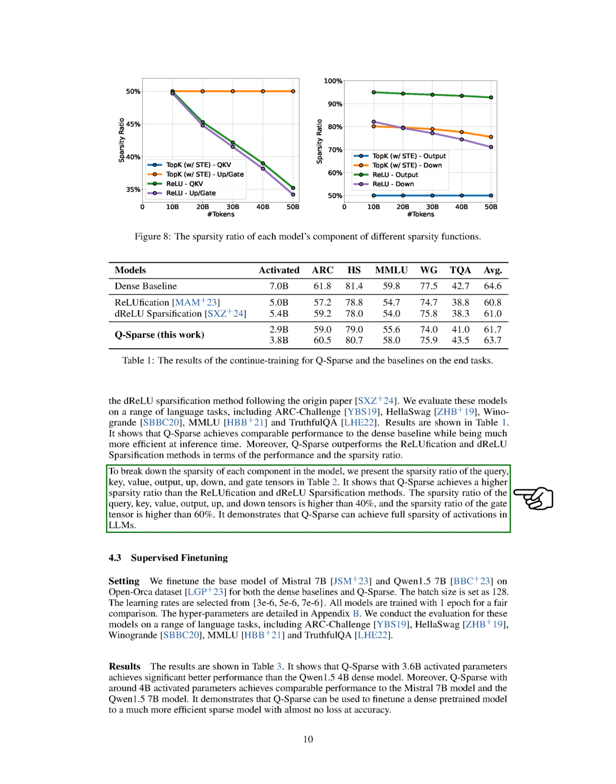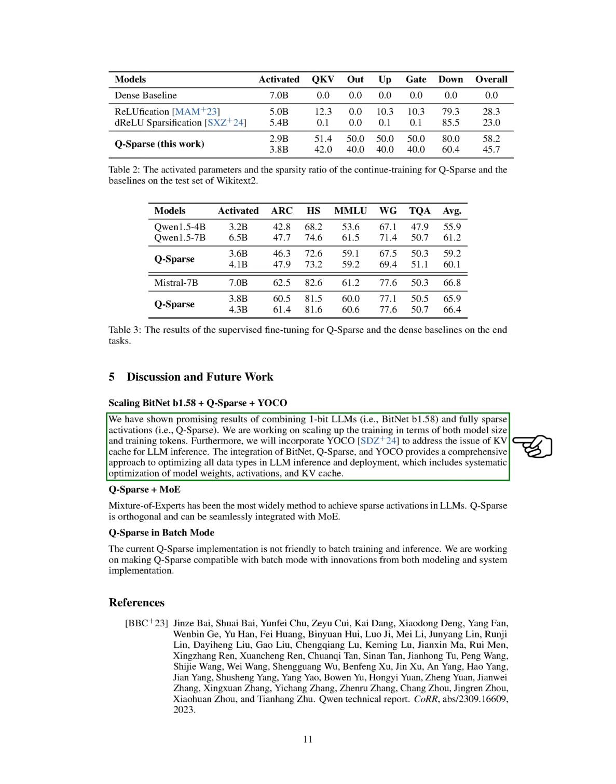In our discussion and future work, we highlight the promising results of combining BitNet b1.58 with Q-Sparse and plan to scale up our training in terms of model size and the number of training tokens. We also aim to incorporate YOCO to tackle the KV cache issue for LLM inference. The integration of BitNet, Q-Sparse, and YOCO offers a comprehensive strategy for optimizing all data types in LLM inference and deployment, including the systematic optimization of model weights, activations, and KV cache.